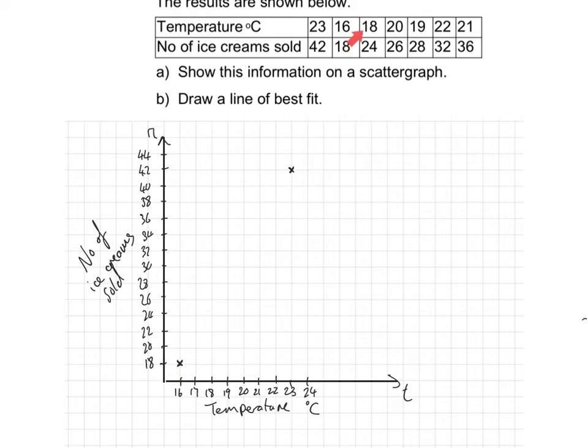So third day, 18 degrees goes with 24. So 18 degrees Celsius, moving upwards till I'm level with the 24 ice creams sold, so right here. And you would just continue this process going through each day at a time. Now, if we do that, your final scatter graph should look like this.